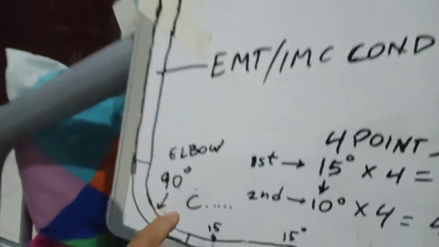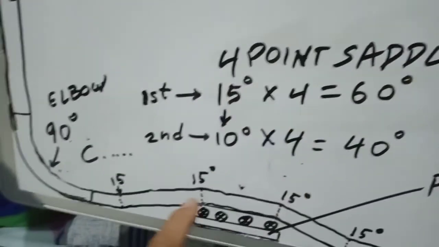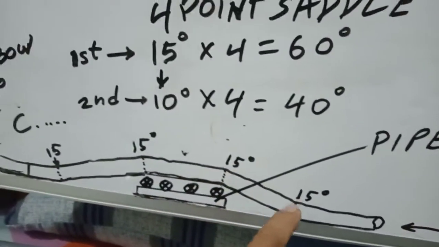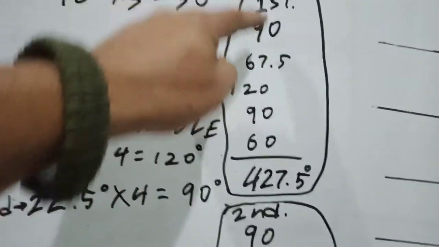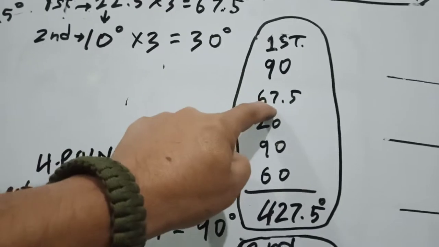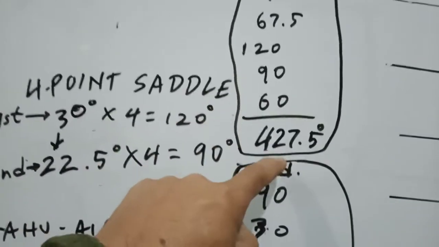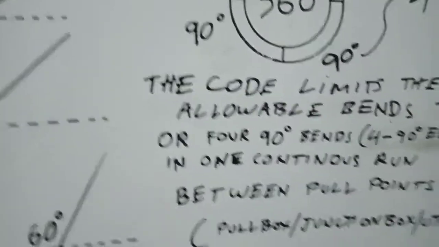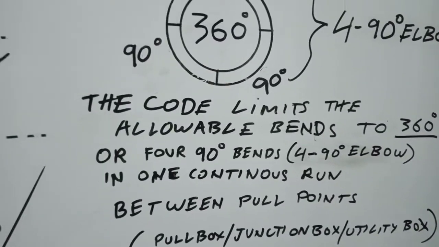Now, on the lower portion, another 4-point saddle, 15 degrees. 1, 2, 3, 4. 15 times 4 is 60. If we add on our first option, 90 plus 67.5 plus 120 plus 90 plus 60 equals 427.5 degrees. Whereas the code limits the allowable bends to 360 degrees only.